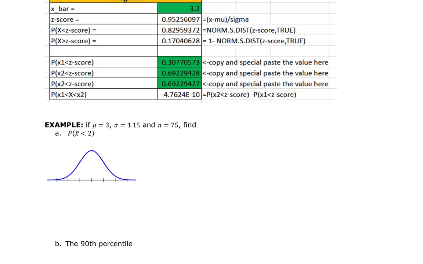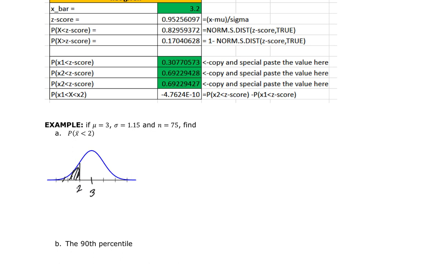So let's take a look at my first example. I have a mu of 3, sigma of 1.5, n is 75. Find the probability that a particular mean is less than 2. So here's my graph. This is my mean, which is 3, and I want to know this probability. That's the shape because this is where 2 is. Now notice my mean is in the middle.